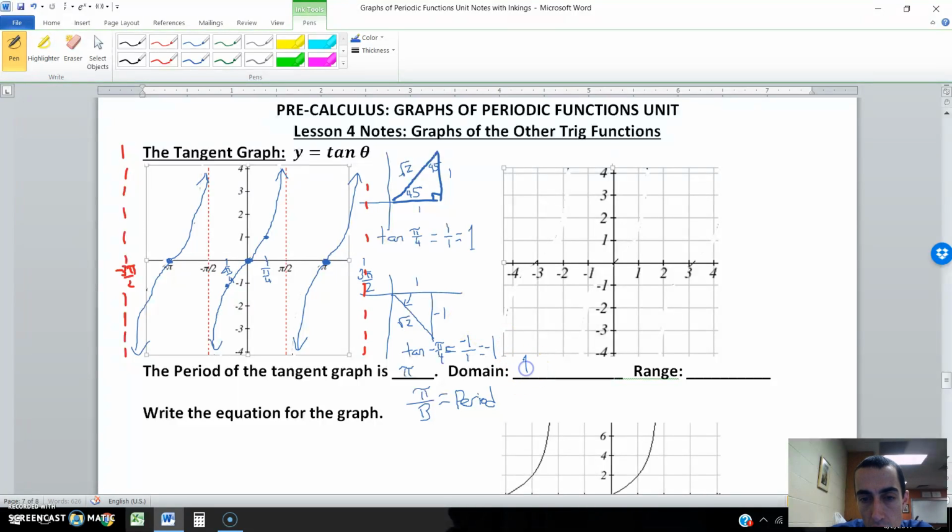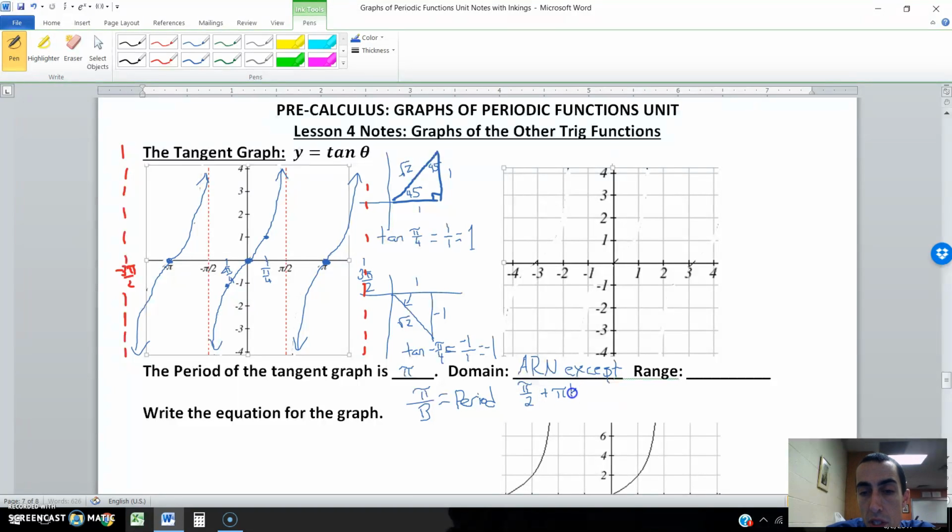So first, I'm going to start by saying that the domain is all real numbers except pi over 2. Now if you take pi over 2 and add pi to it, you get 3 pi over 2. If you add 2 pi to it, you'll get 5 pi over 2. Add 3 pi to it, you'll get 7 pi over 2, etc.